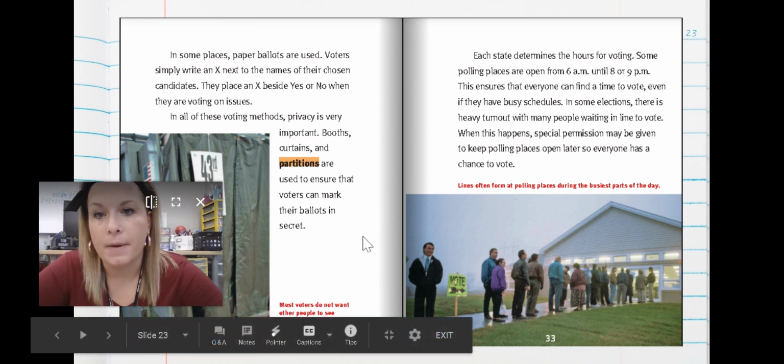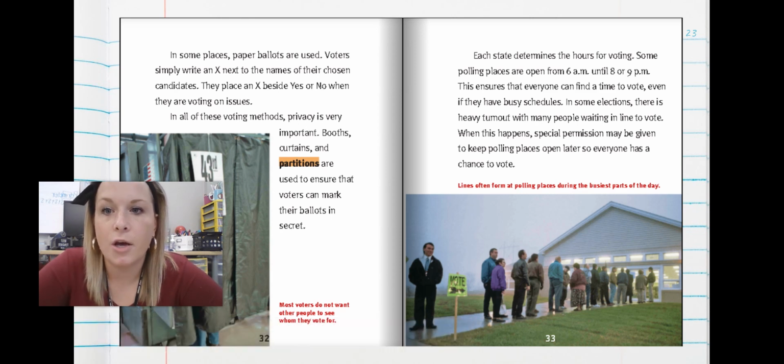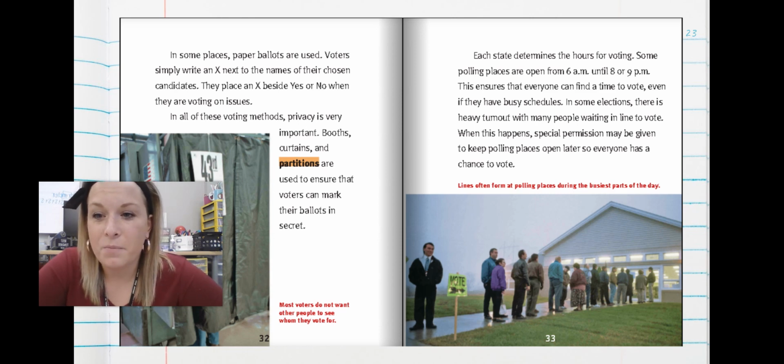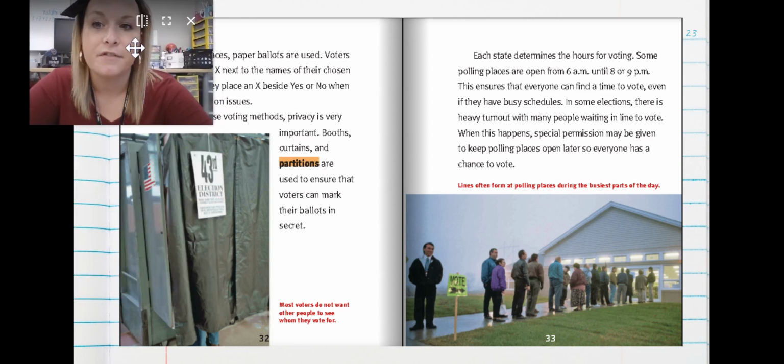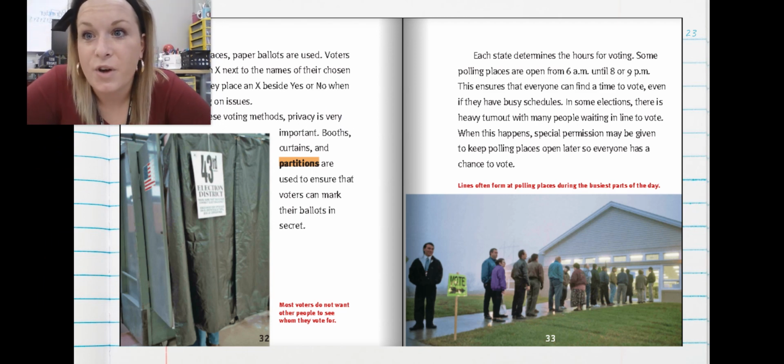In some places, paper ballots are used. Voters simply write an X next to the names of their chosen candidates. They place an X beside yes or no when they are voting on issues. In all of these voting methods, privacy is very important. Booths, curtains, and partitions are used to ensure that voters can mark their ballots in secret. They want to make sure that you're not influencing your friends or someone's able to influence you. So that's why they want to make sure you have a lot of secrecy when you're doing that. And it says down there, most voters do not want other people to see who they vote for.